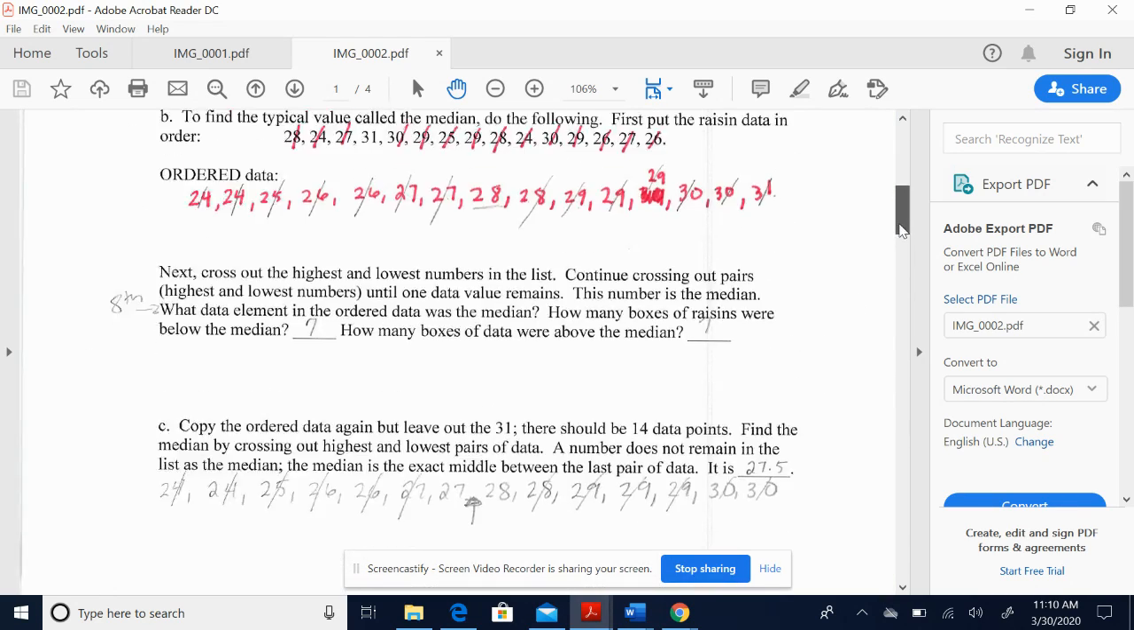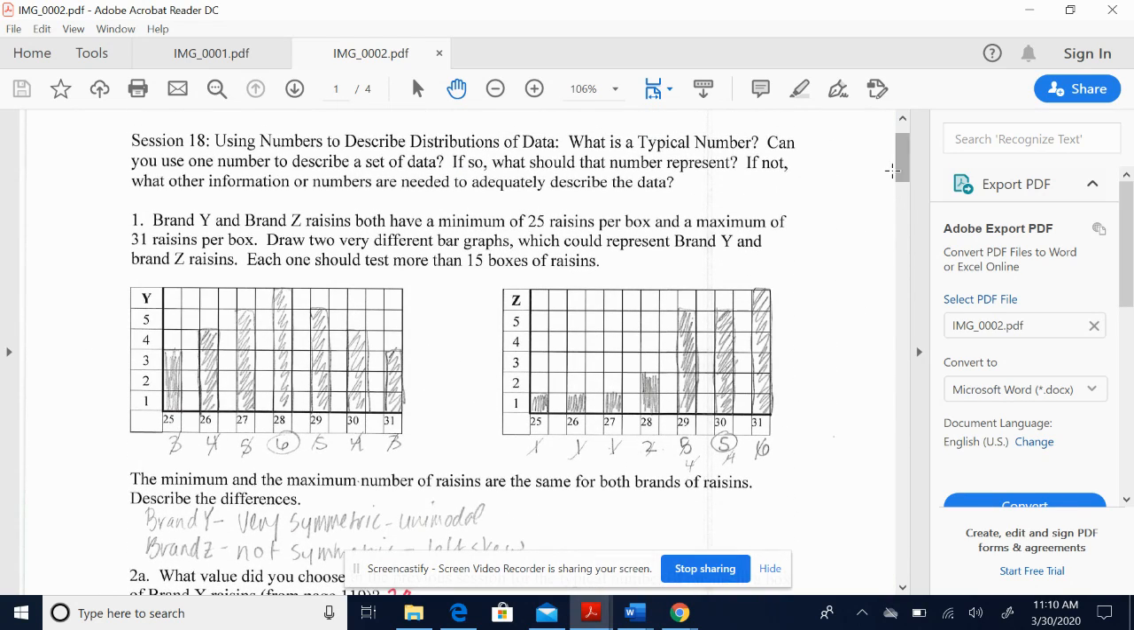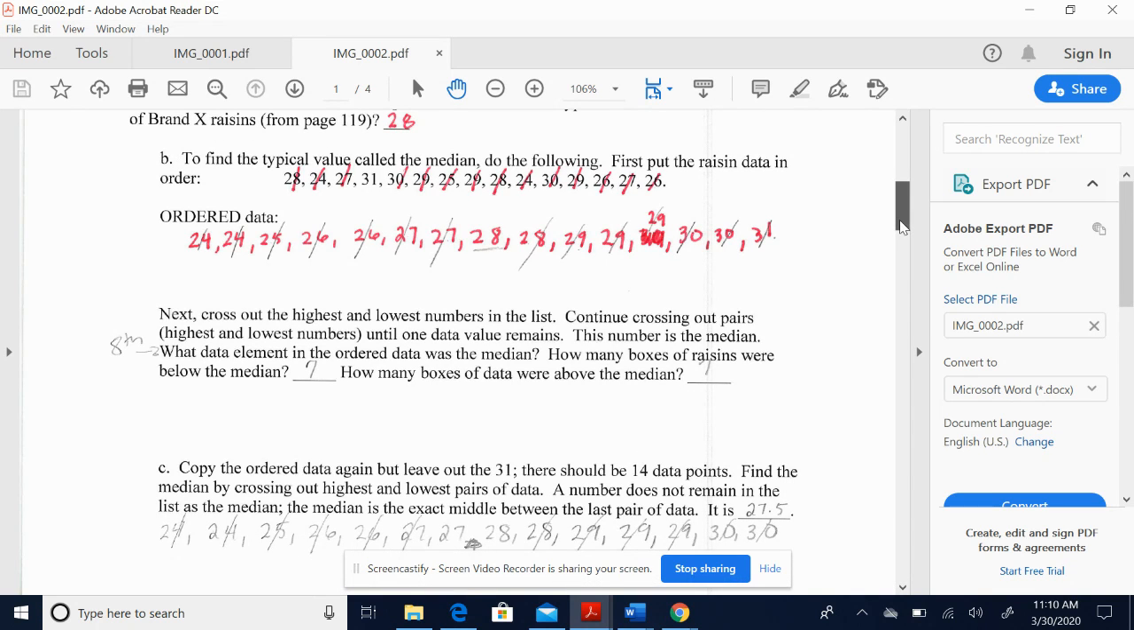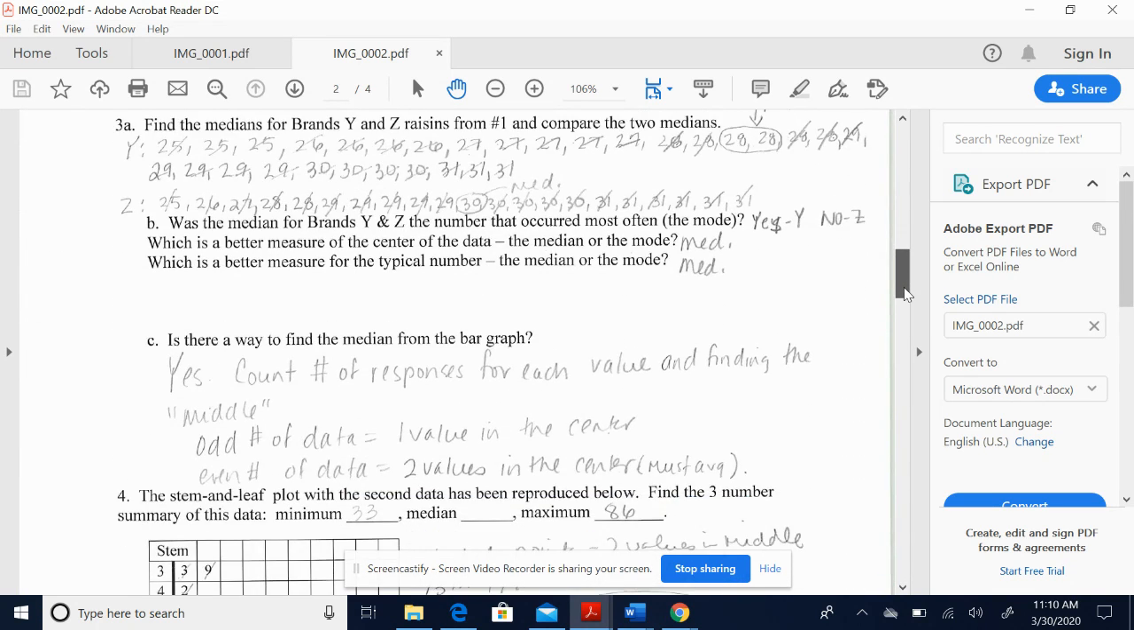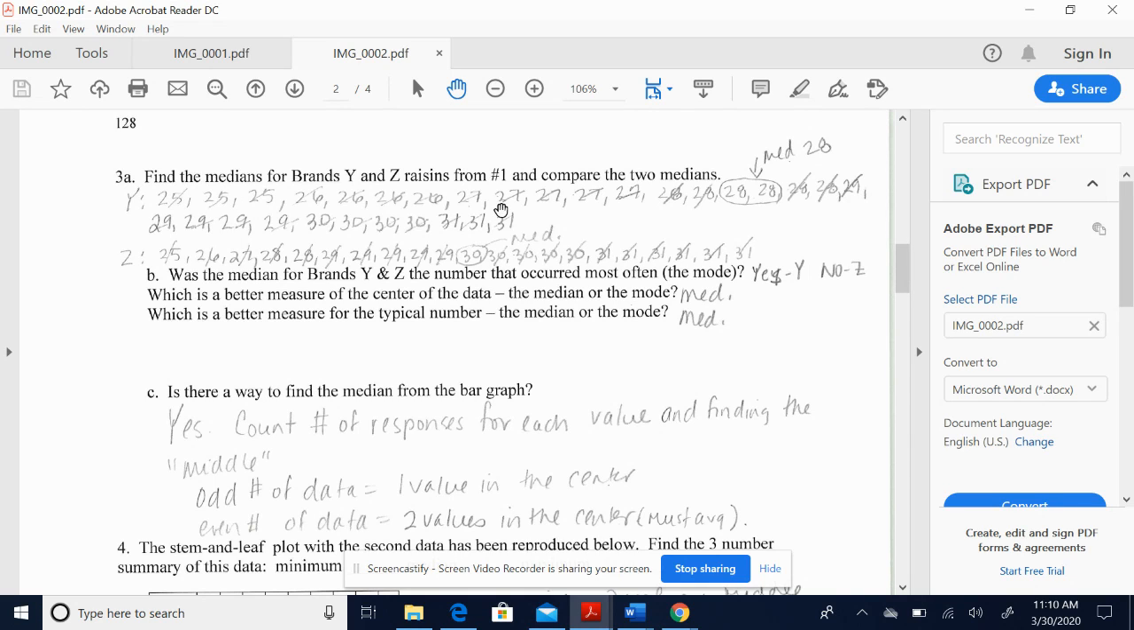Okay, so I'm going to scroll up for just a second to look back at the graphs I made. Okay, I know that there are 3 boxes that had 25. So when I'm listing this out, I have to have 3 25s. I have to have 4 26s. I have to have 5 27s. I have to have 6 28s. Okay, and you kind of notice that's what these numbers are for right now. I have 5 29s, 4 30s, and 3 31s. So if I scroll back down here, basically you'll see that's what I've done.